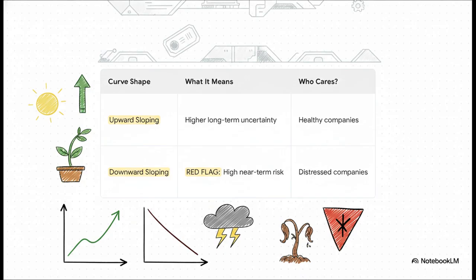You know, these curves really only tell one of two stories. The first story is pretty normal. It's an upward sloping curve. That's what you see for healthy companies. It just means the further out you go, the more uncertainty there is, so you want a bigger spread. But that second story, whoa, that is a massive, flashing red flag. An inverted, downward sloping curve means the market is screaming that the risk right now is so huge that the long term almost doesn't even matter.